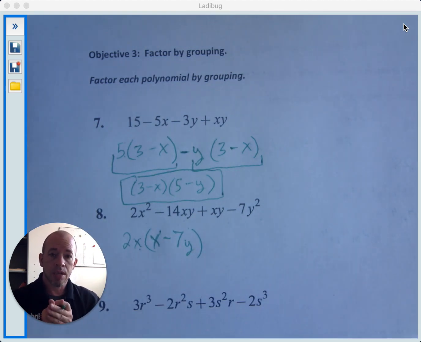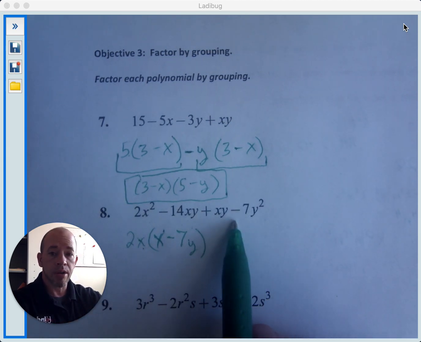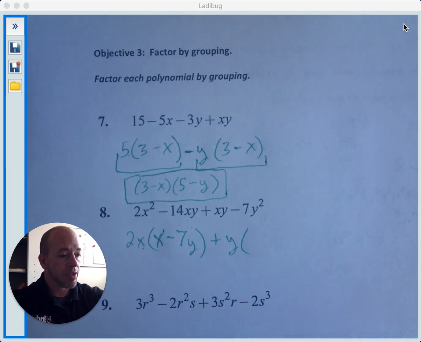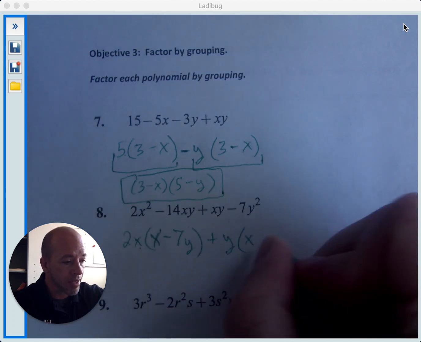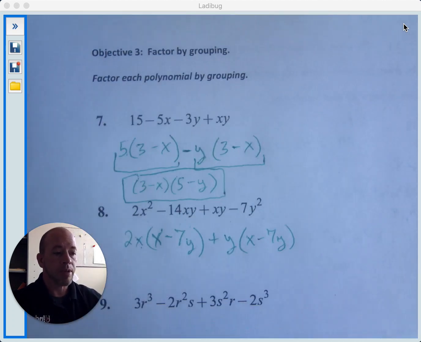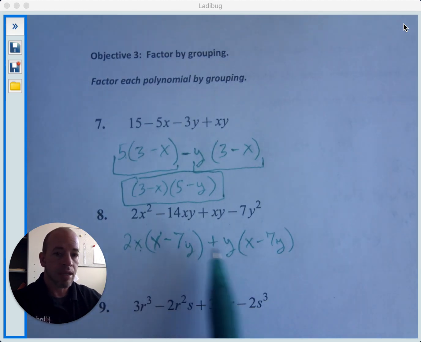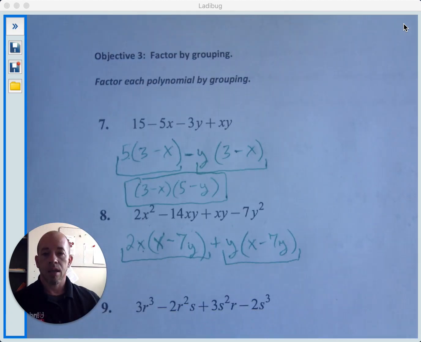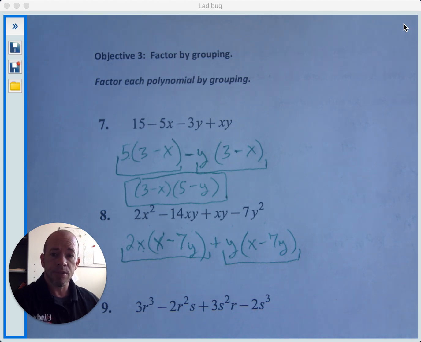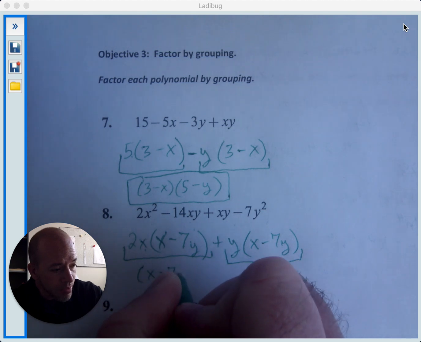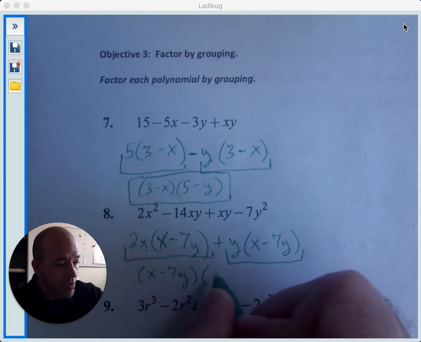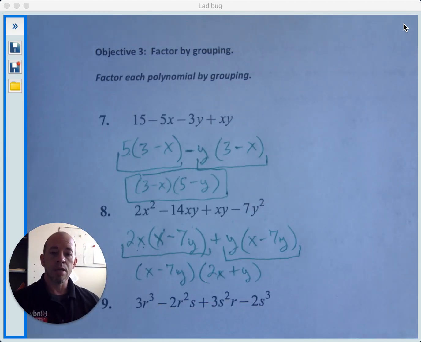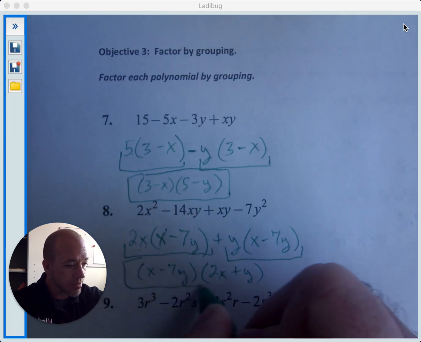Now if we look at the next 2 terms, let's see what we can factor out of these 2. Looks like we can factor out a y, right? So plus y times something. We'd be left with an x and a minus 7y again. So that's kind of the goal when we factor by grouping. The first step anyway is to try to get the same thing in parentheses in both parts. And then we can think of each of these as groups, and both of those groups have an x minus 7y in common. So we can factor out an x minus 7y from both of those groups, and we'd be left with a 2x from here and a y from there. And so now we are completely factored, and I'm going to put a box around that. That would be our answer.